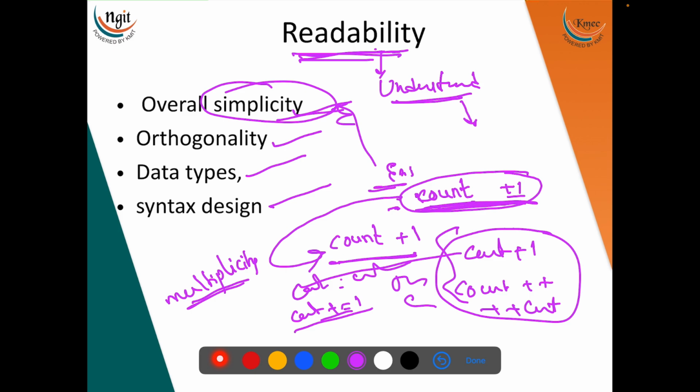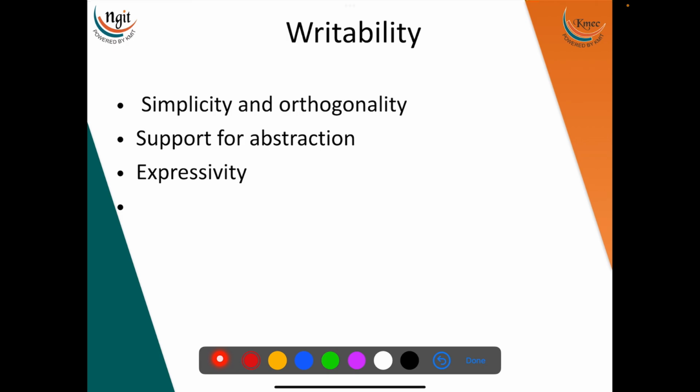And the next feature is what? Orthogonality. Orthogonality is what? In a programming language it means that a relatively small set of primitive constructs can be combined in a relatively small number of ways to build the control and data structure of the language. So we'll see an example for the same. If I wanted to write some instruction, that means I'll take a fresh page.